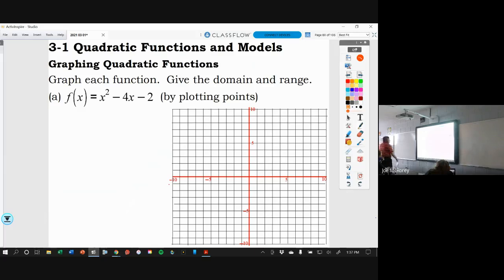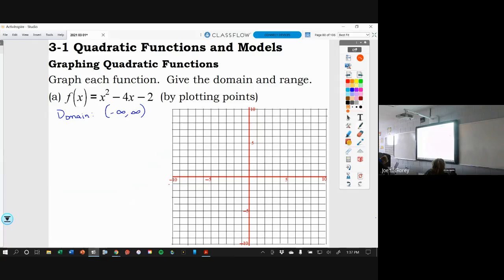We're going to graph this function by plotting points. We're also going to talk about the domain and the range. Why is it all real numbers? Because it includes every x value. Because it's what kind of a function? Because it's a polynomial function. The domain is all real numbers. Don't know about the range yet. We'll get there in a minute.